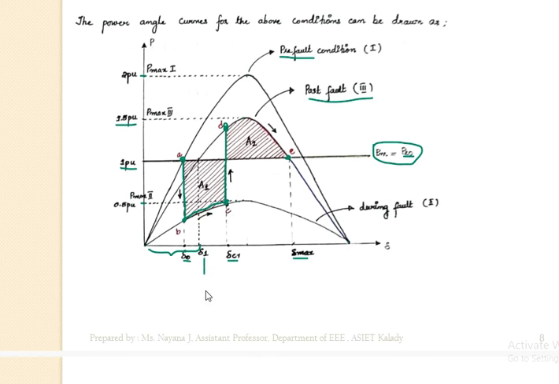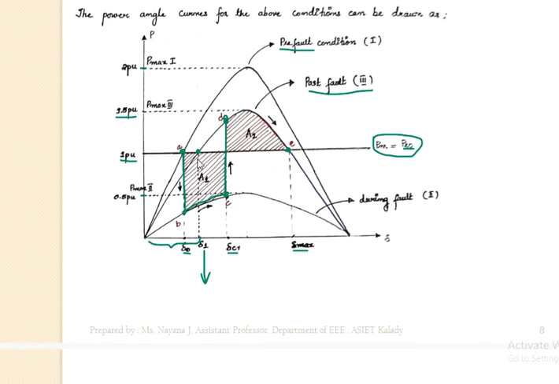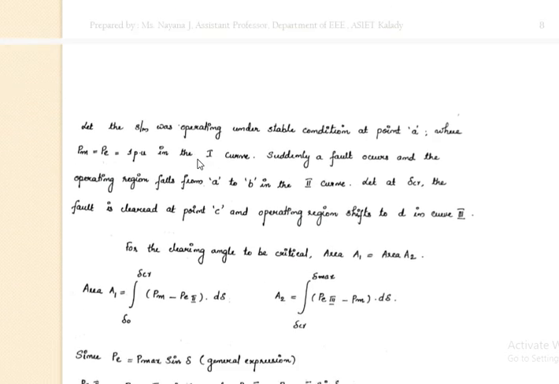And what is delta 1? Here, what is delta 1 actually? This point, right? At this point, what is your electrical power? It is equal to 1 per unit. So, by keeping that into consideration, I can write delta max is equal to pi minus delta 1.